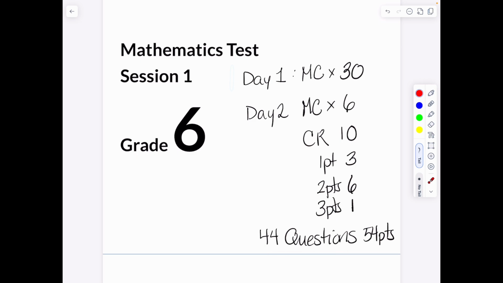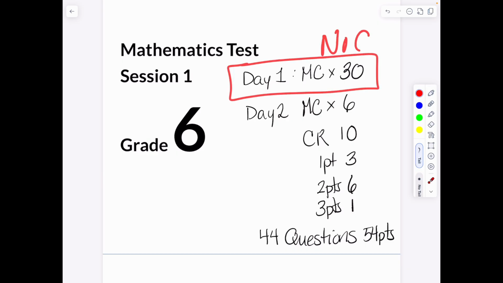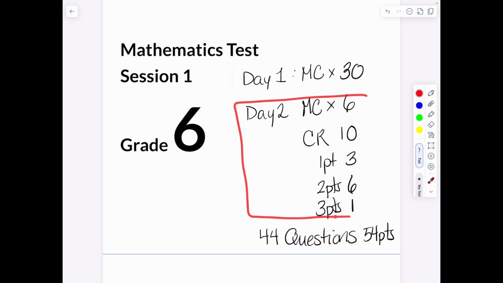The other thing I'm going to name for you is that for the first day of questions, the first 30 multiple choice, there is no calculator. These are all done by hand. But everything on the second day, we will be using a standard calculator. There's 4 operations because you're allowed to use it on that second day.